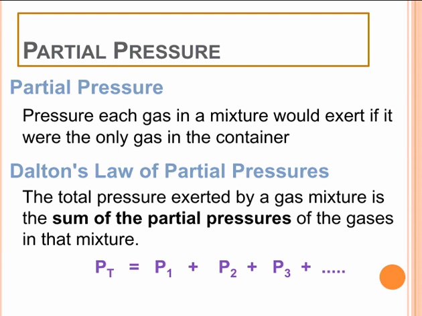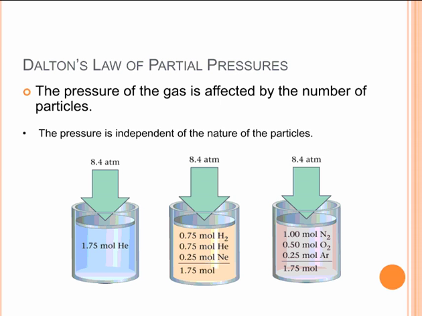Partial pressure is the pressure each gas would exert if it were the only gas in the container. And then you have the law of partial pressures, which is that the total pressure is the sum of all those partial pressures of gases in the mixture. The other thing that I want to draw your attention to is that the pressure of the gases is affected by the number of particles. It has nothing to do with the nature of the particles. It's just solely based on the number of them.